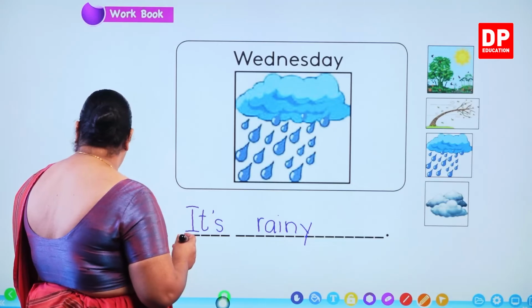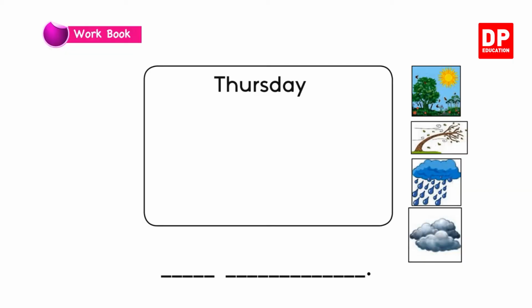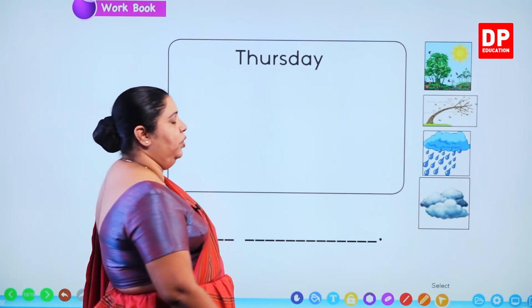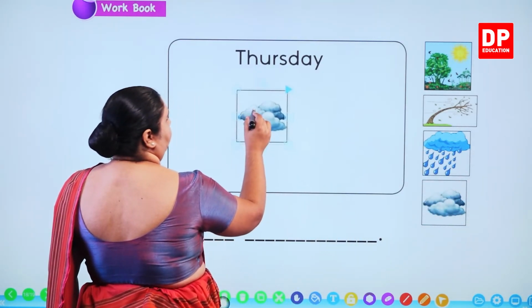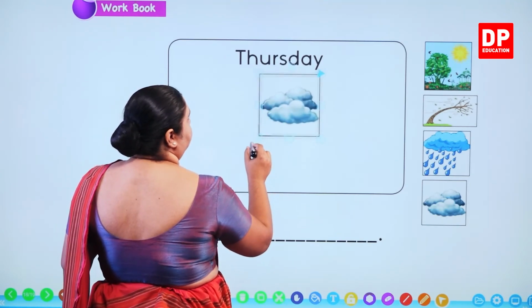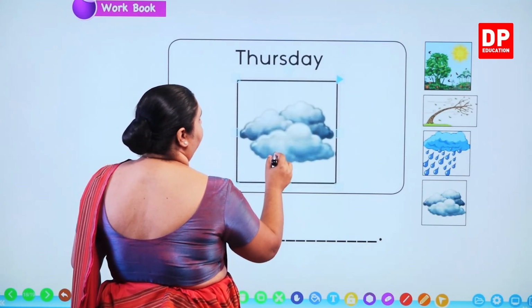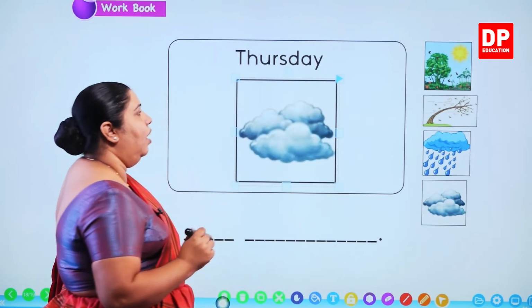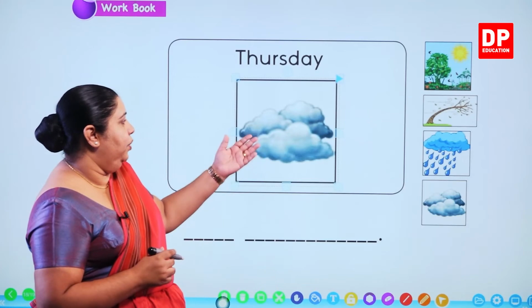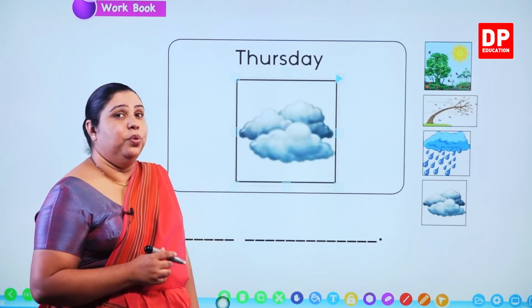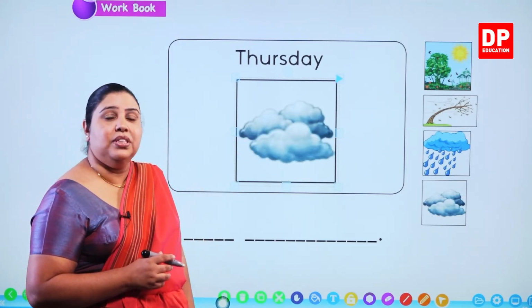What is the day after Wednesday? It's Thursday. Now what is the weather going to be on Thursday? I think I'm going to have a cloudy day. The sky will be full of clouds. The day will have clouds all over the sky on Thursday, and they are going to be dark clouds. Before it rains, we can see dark clouds, I told you.